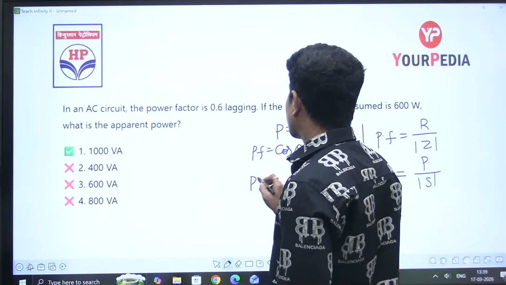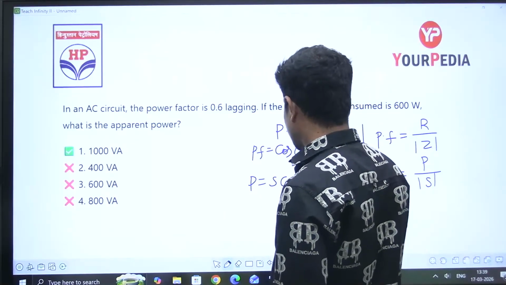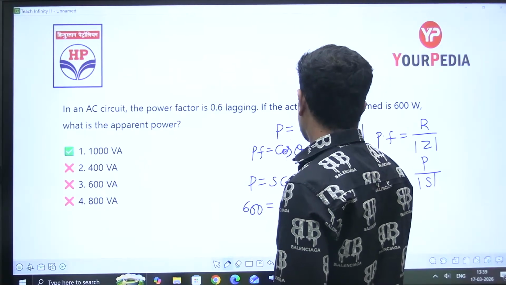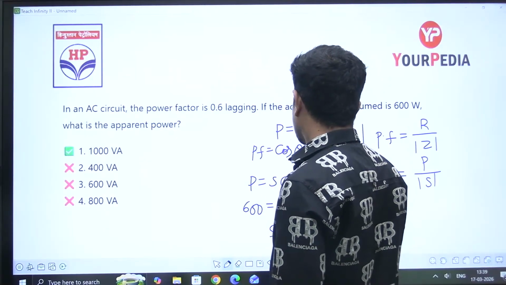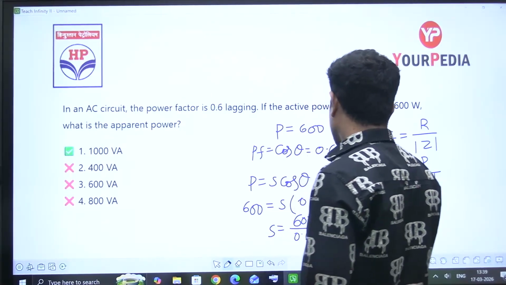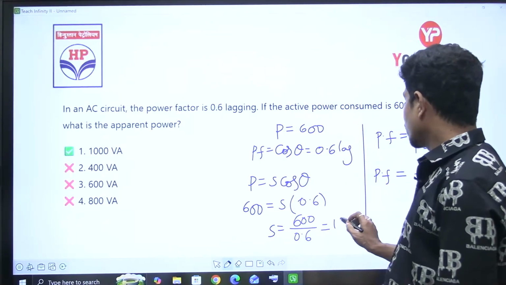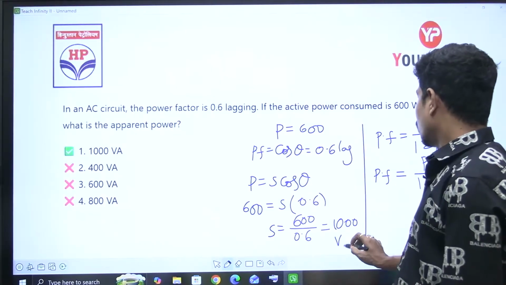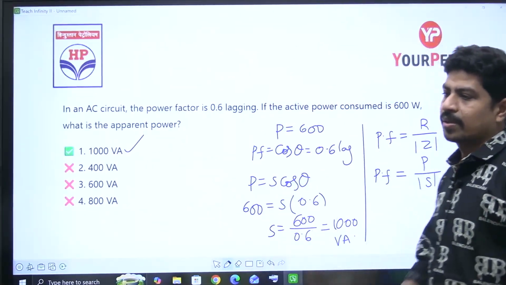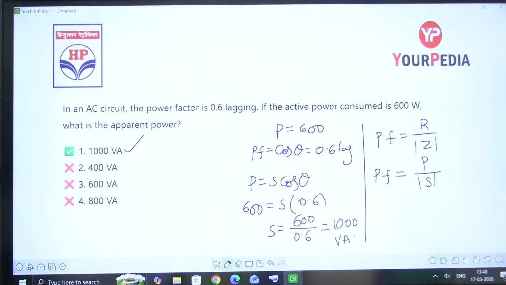See, P is equal to S cos theta. Just now we learned P is 600. S we want, cos theta is 0.6. So S is equal to 600 divided by 0.6. How much is it? 1000 volt amperes. Option 1 is perfectly correct.